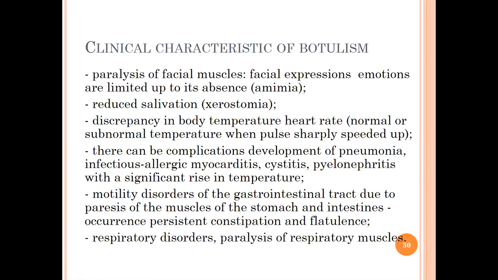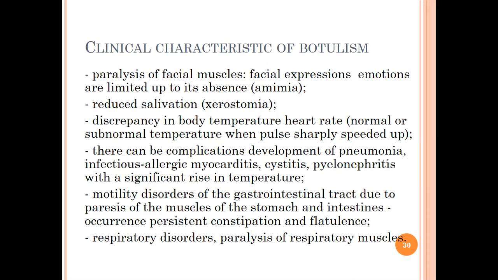So these neurological and ophthalmological symptoms happen because of paralysis of facial muscles, and it leads to facial emotions being limited or even absent. Salivation is reduced, but body temperature doesn't match pulse rate. Usually it's normal body temperature or even a bit less than normal, and a very fast pulse at the same time.